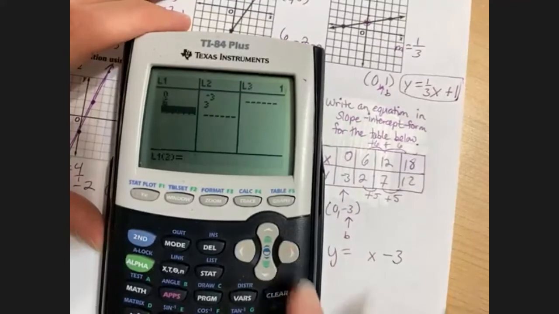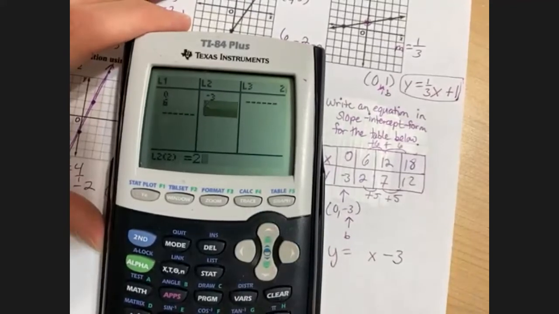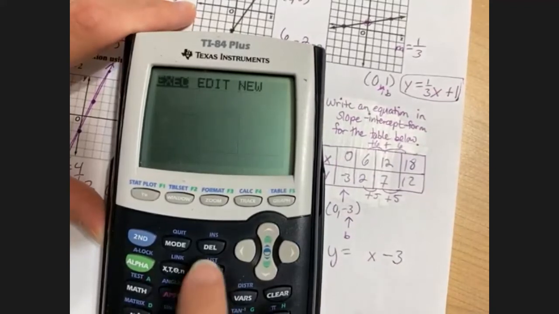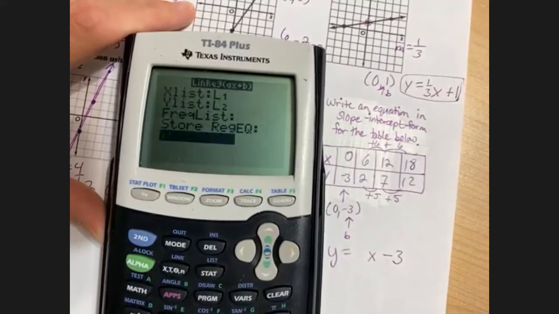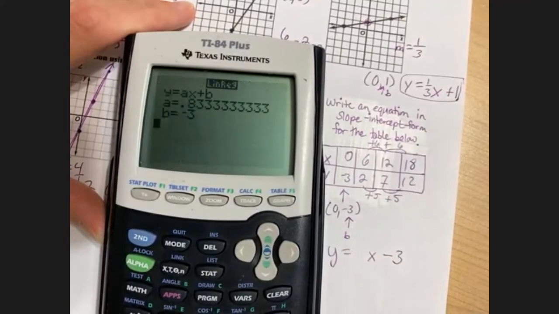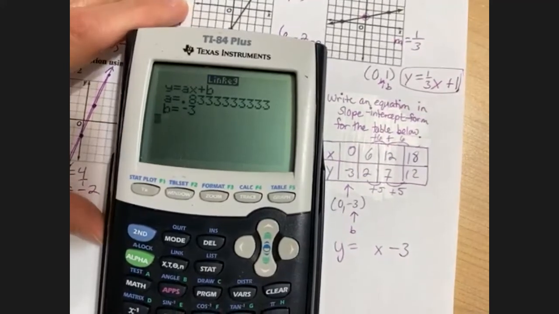Now, I don't have to choose 6, 2. If I want to choose 12 and 7, I can go right ahead. But I'll go ahead and pick 6 and 2. And I'm going to hit stat, calculate 4, enter, enter, enter, enter. And it gives me that crazy looking 0.8333.